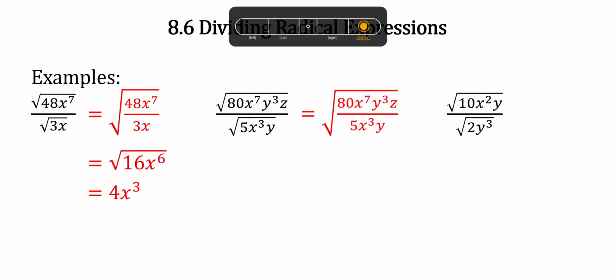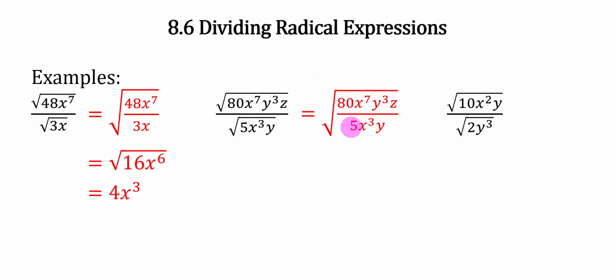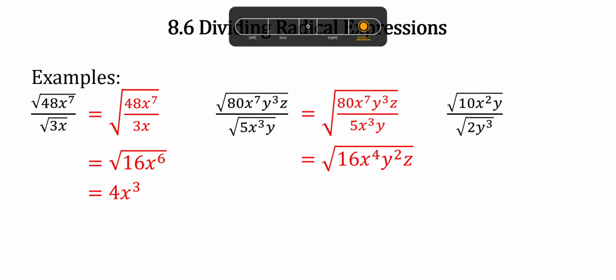Okay, turn into one thing. 80 divided by 5 is going to be 16. X to the 7th on top, x to the 3rd on top is going to leave us with x to the 4th on top. Y cubed divided by y is just going to be y squared. And the z is just along for the ride.